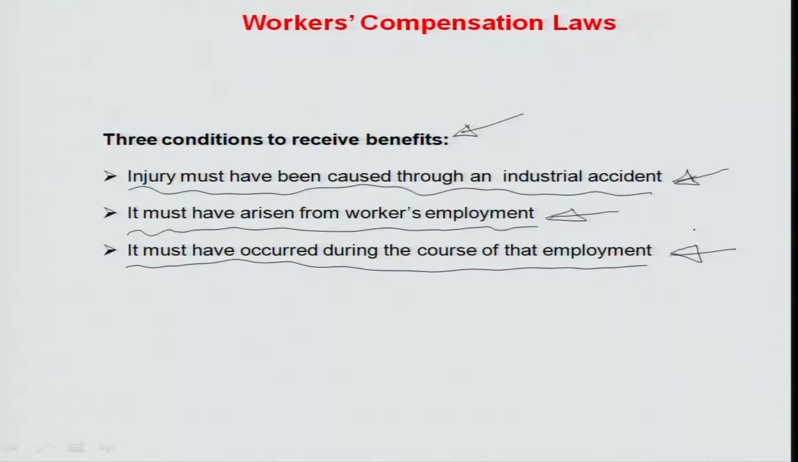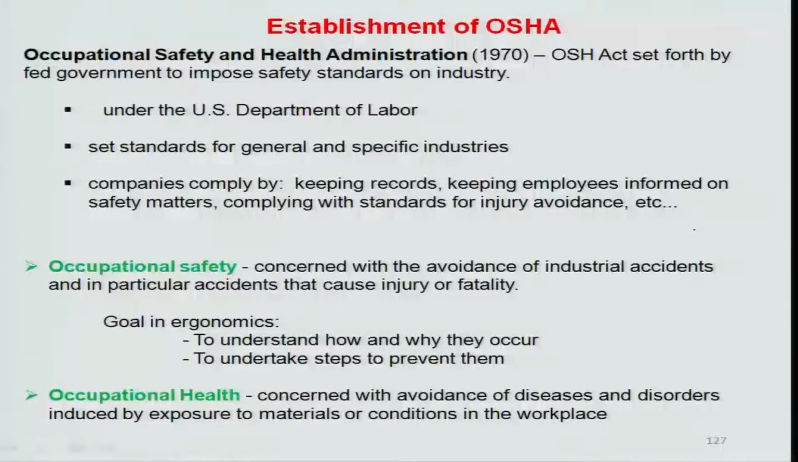So, it is very clearly defined that the injury must occur during the process of employment, must arise from the worker's employment, and must be caused by the industrial accident. If these things are clear, only then will people think about compensating the workers. So, these conditions need to be met.